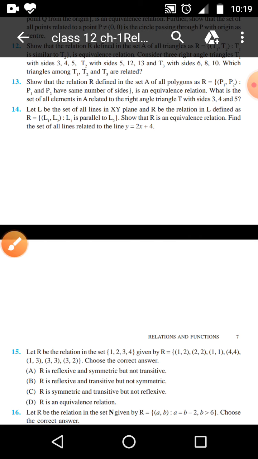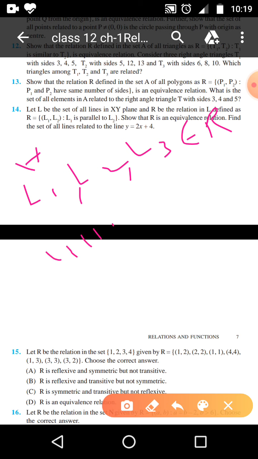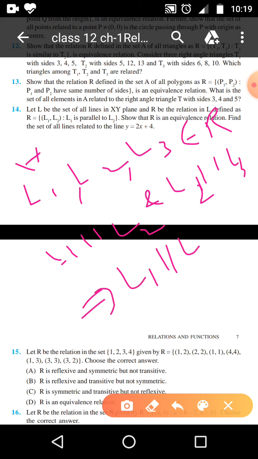Similarly, in the third part of the question, for transitivity, for each L1, L2 and L3 belonging to R, L1 is parallel to L2 and L2 is parallel to L3 implies L1 is parallel to L3, by Euclidean geometry. So the given relation is reflexive, symmetric and transitive.